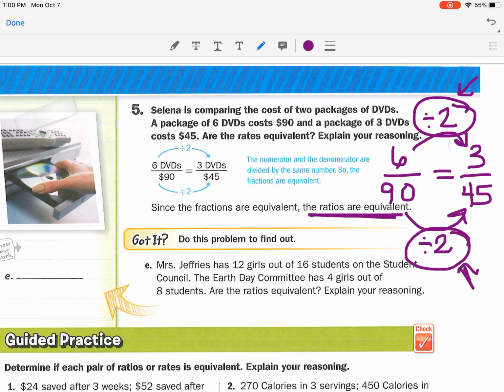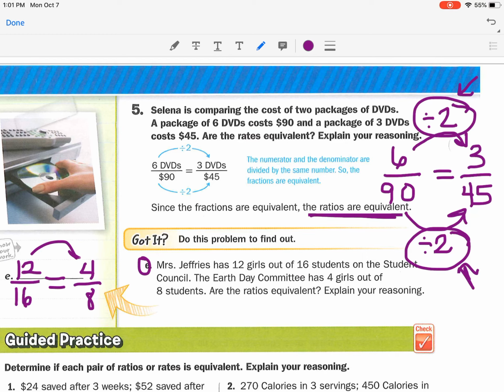All right, let's take a look at E right here. It says, Miss Jeffries has 12 girls out of 16 students on student council. The Earth Day Committee has 4 girls out of 8 students. Are the ratios equivalent, and explain your reasoning? So we're going to write this as 12 to 16, and we're going to see if they are equal or not equal. And then 4 girls out of 8 students.